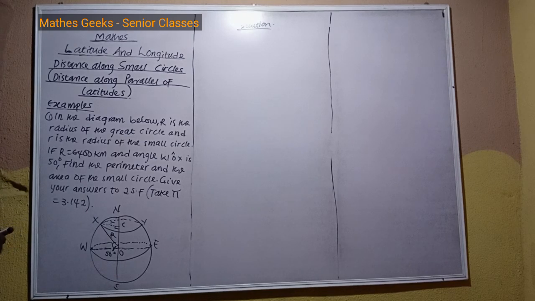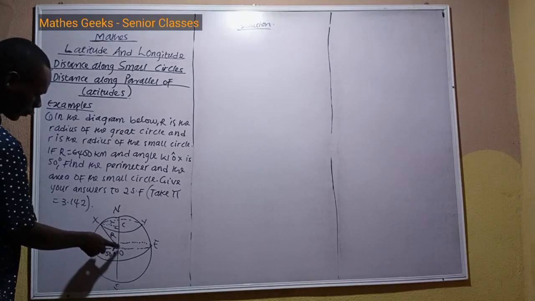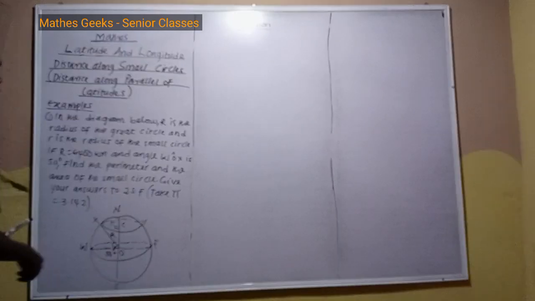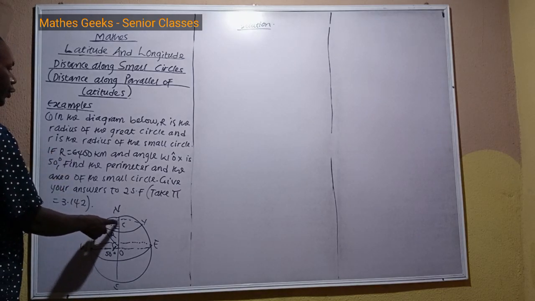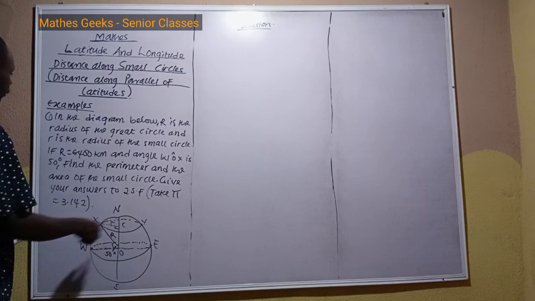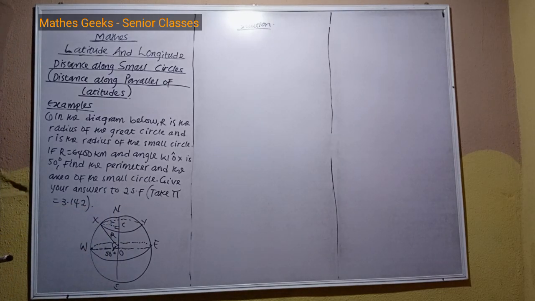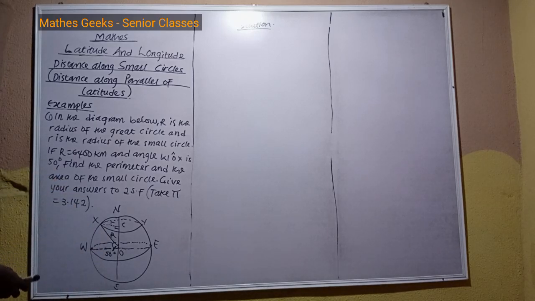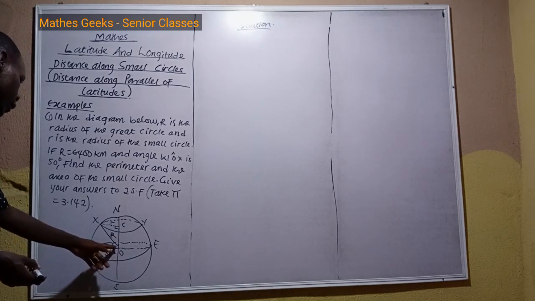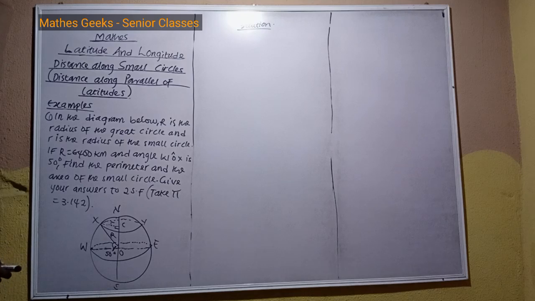In the diagram below, R is the radius of the great circle, which is the equator, and r, which is lowercase, is the radius of the small circle XY. If R is equal to 6,400 kilometers, the radius of the great circle and also the radius of the Earth, and angle OXC is 50 degrees, which is this angle here. Find the perimeter and the area of the small circle. Give your answers to two significant figures. Take pi equal to 3.142.